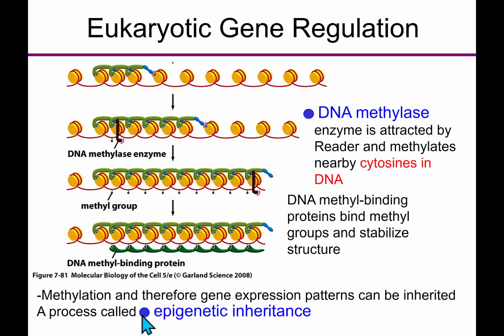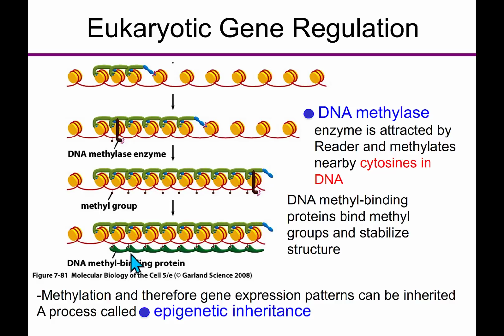Methylation and therefore gene expression patterns can be inherited in a process we call epigenetic inheritance. Think about what's happened here. You've directly methylated the DNA. So when, say, this cell goes to divide, well, at least one of the two strands is going to have a methyl group all along this particular region. So you know what happens in the daughter cells? Well, that region will also be repressed.